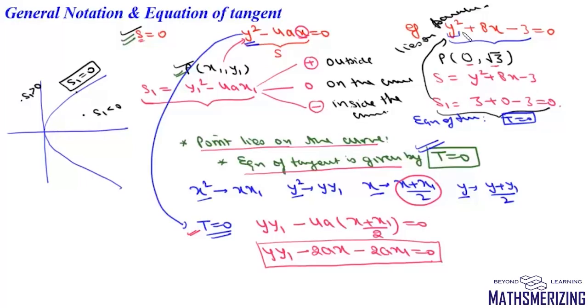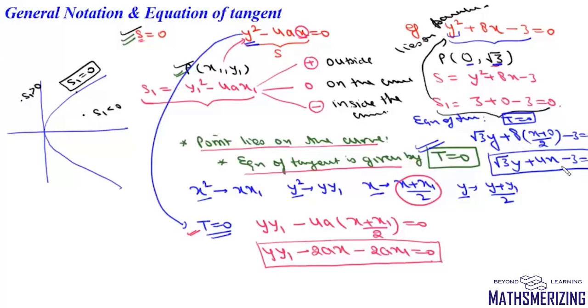So in place of y square, we'll write y into y1, and y1 in this case is root 3. So it'll be root 3 y and then plus 8. And in place of x, we'll write (x plus x1) upon 2. Now x1 here is 0. So it'll be (x plus 0) upon 2 minus 3 equals to 0. So we'll get this equation as root 3 y plus 4x minus 3 equals to 0. So equation of tangent to this parabola, which passes through the point (0, root 3), is given by root 3 y plus 4x minus 3 equals 0.